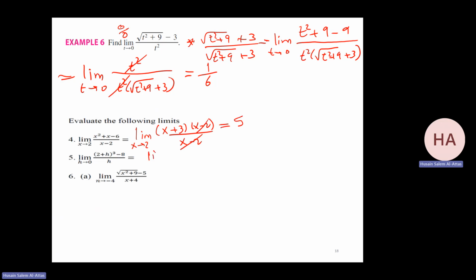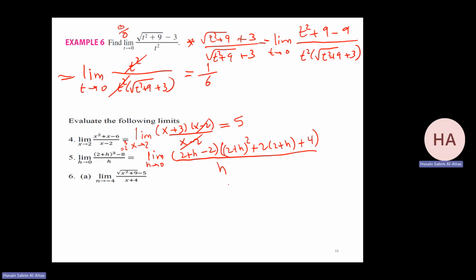This one, limit, h goes to 0. This is a difference of 2 cubes. So I have 2 plus h cubed minus 2 cubed, this is 8, this is 2 cubed. Times the first squared plus the first times the second: 2 times 2 plus h plus 4. 2 squared over h.